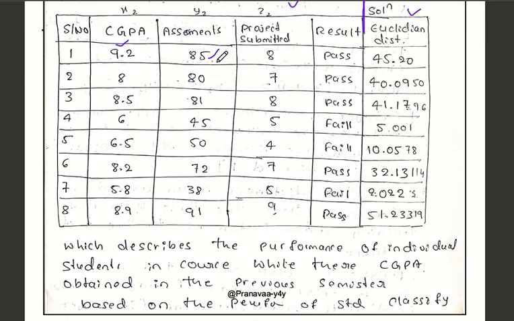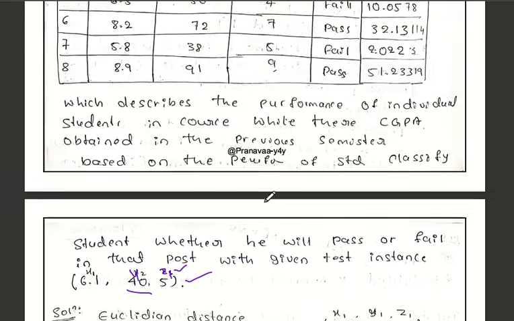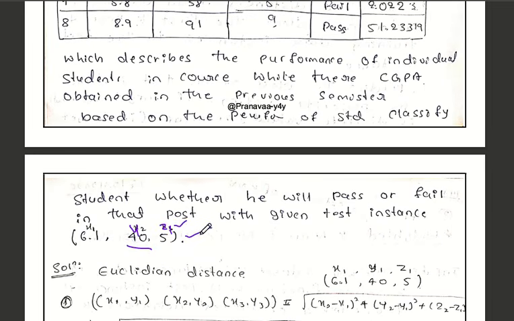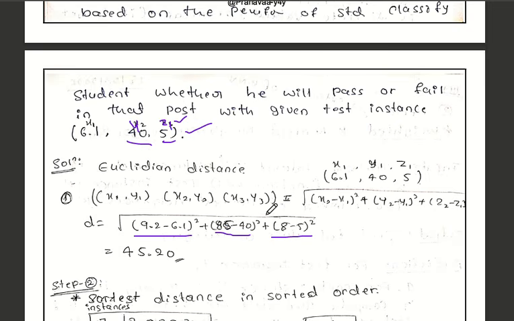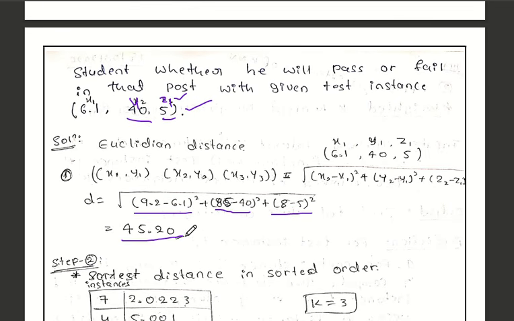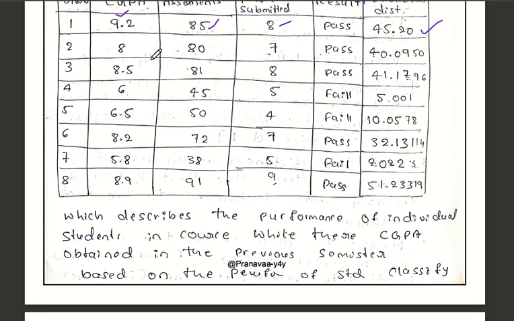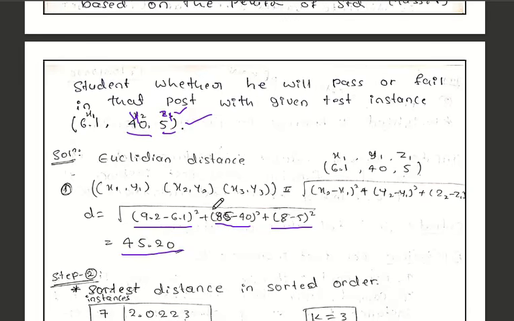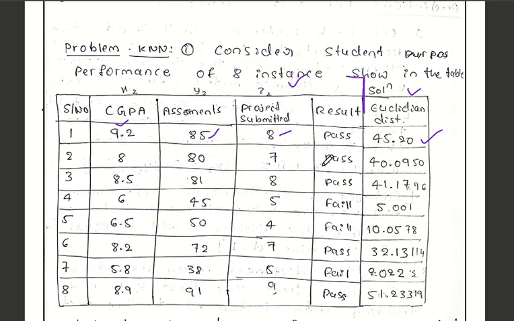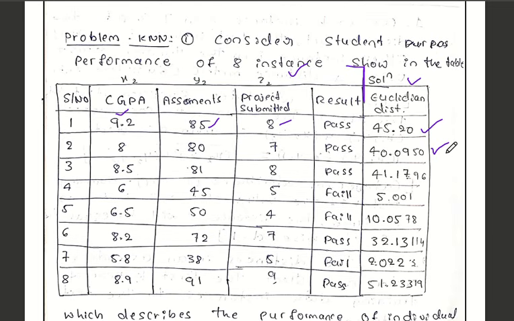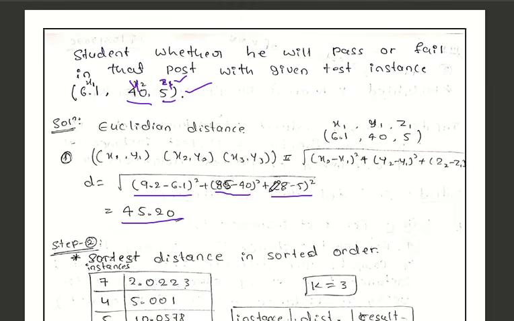Again, 85 minus 40, whole square. Then 8 minus 5, whole square, that is under the whole root. So when you solve this, you will get 45.20. You need to write the Euclidean distance like that. Don't enter all these values manually when solving; just go through the calculator and find the solution. You just need the Euclidean distance value. That's why, for reference purposes, I have written it out for the first one.